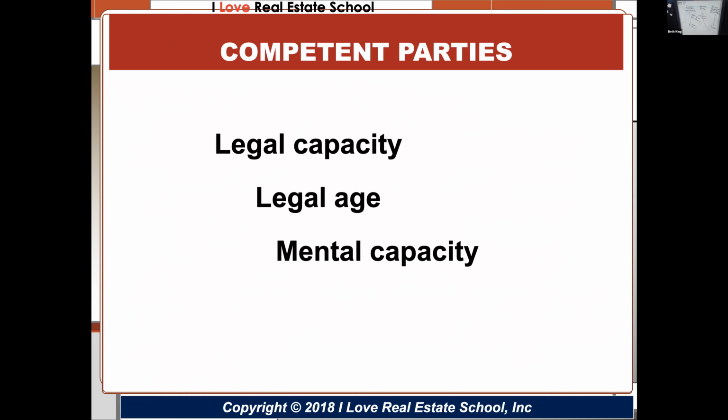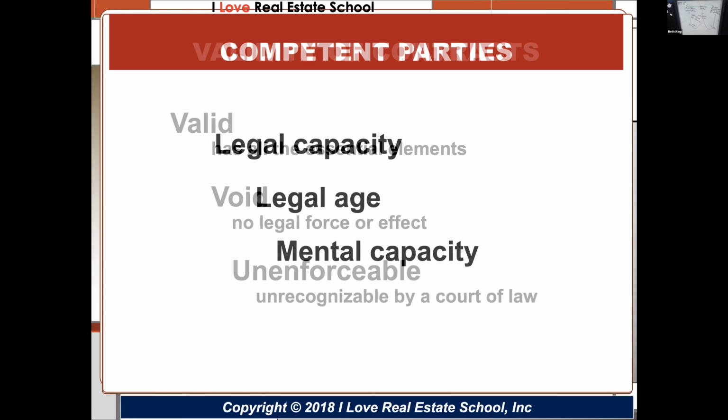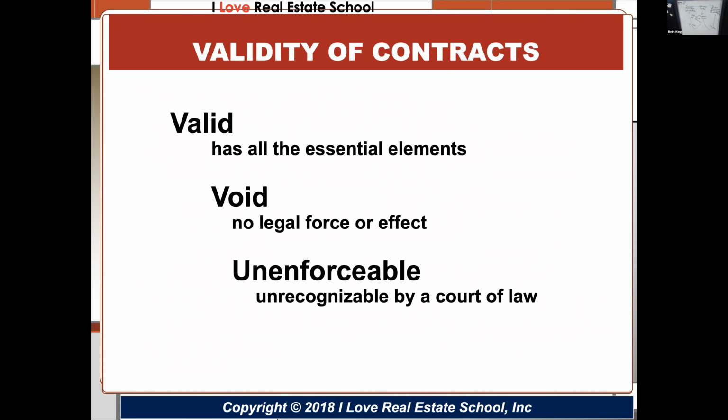All right. Now, I said every contract is one of these four things. Well, we've got three here. The first one is valid. A valid contract has all the essential elements and can be enforced. A void contract has no legal force or effect. So the agreement that I had with you to burn down my house, that's a void contract. It has no legal force because it was for an illegal purpose.